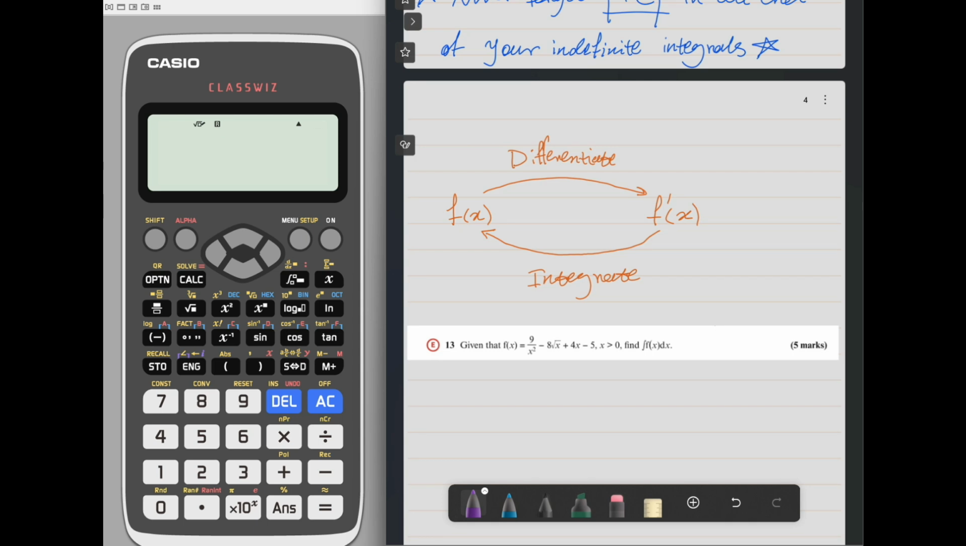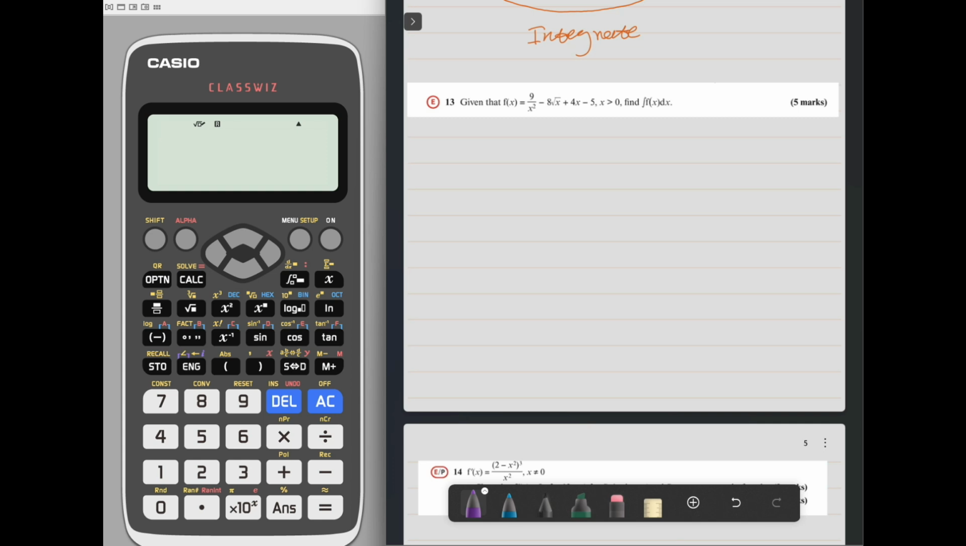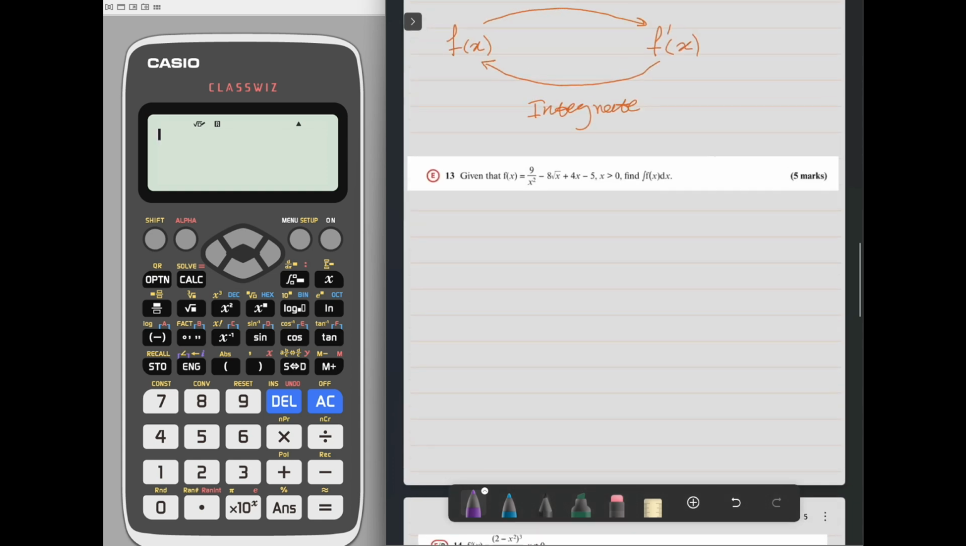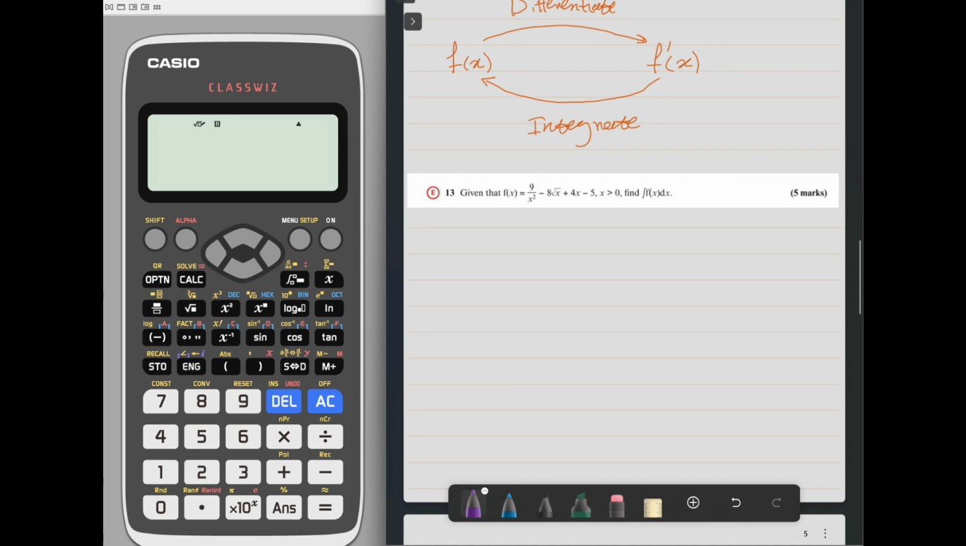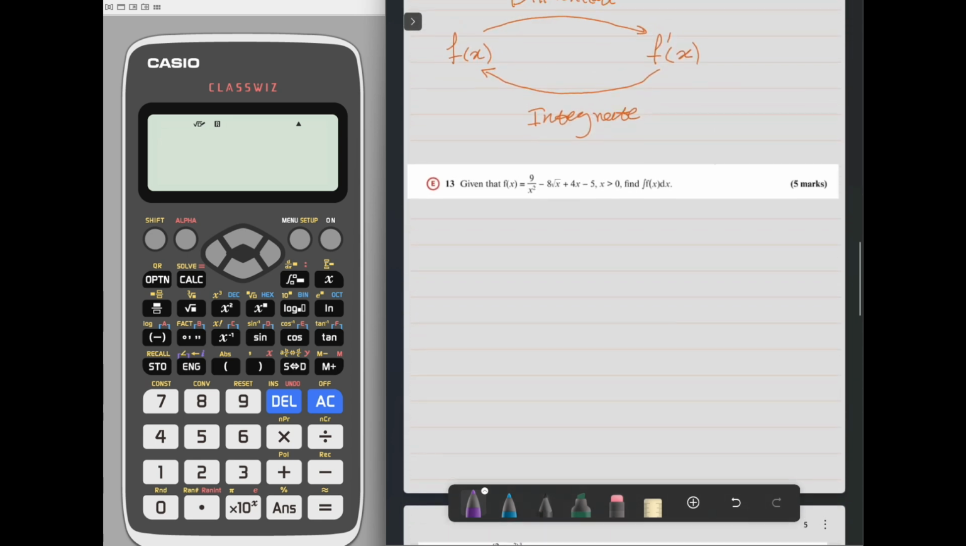If you want to get from f dash x to f of x, then you integrate, okay? And we have 2 questions here. Both are from chapter review 9. And we're gonna do them and end this session. Well, this all goes back to your practicing, okay? And we're gonna do a few questions here.